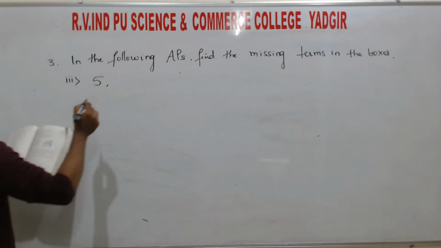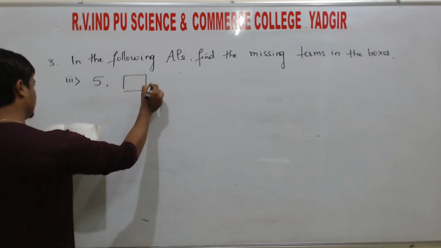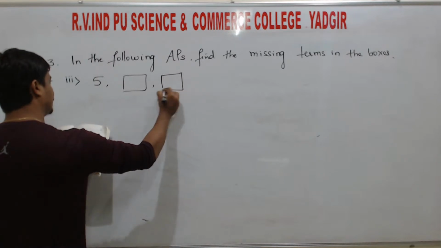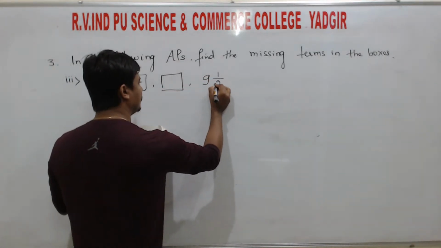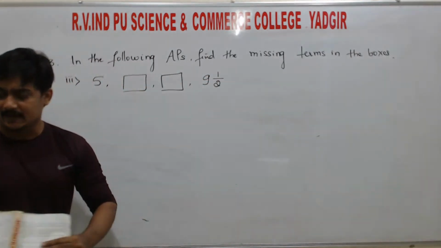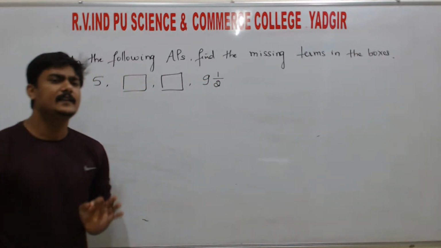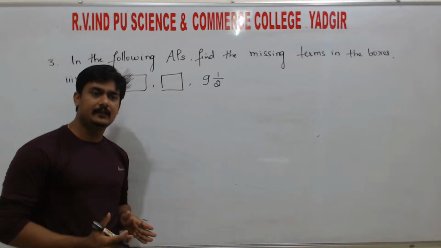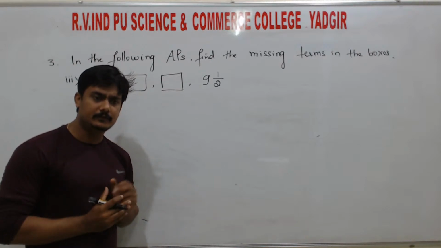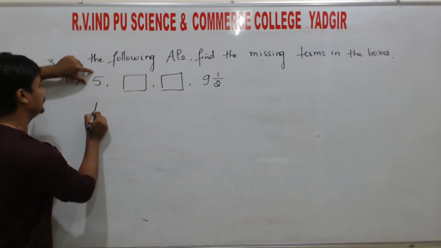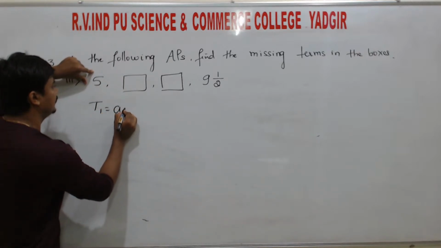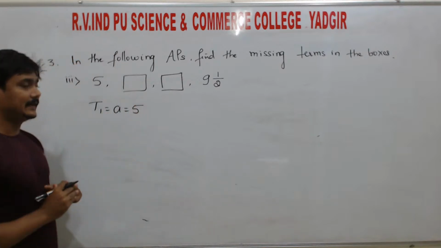A box is given, comma, 9, 1 upon 2. A mixed fraction is given. First, let us note down what we are given and what we are asked to find out. Okay. So here we are given the first term, that is T1, that is A. T1 is given as 5.